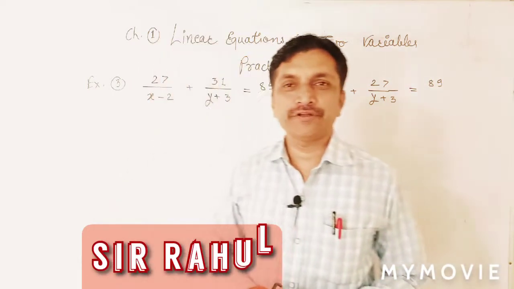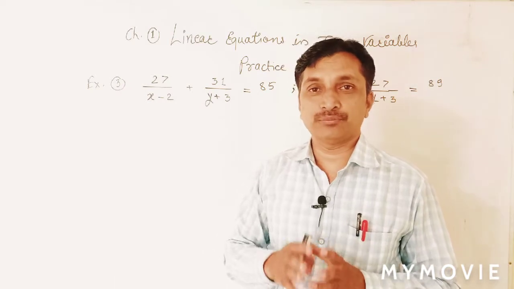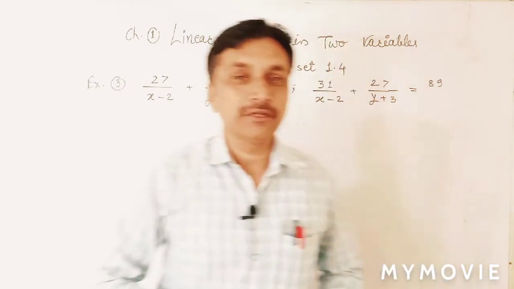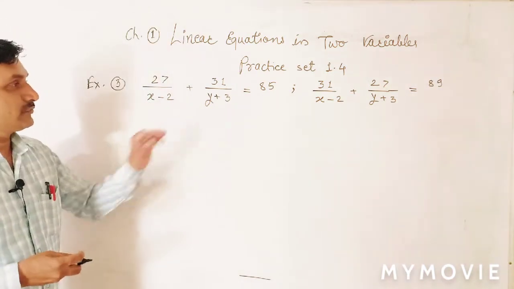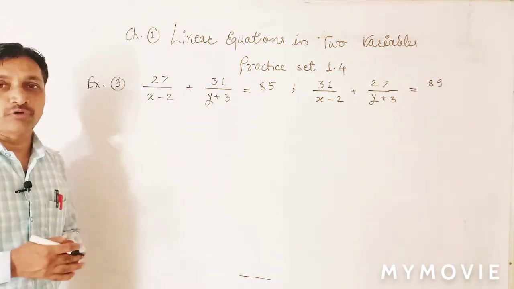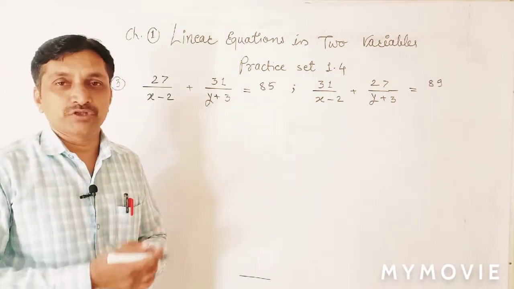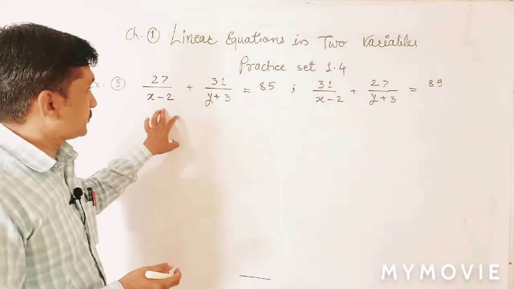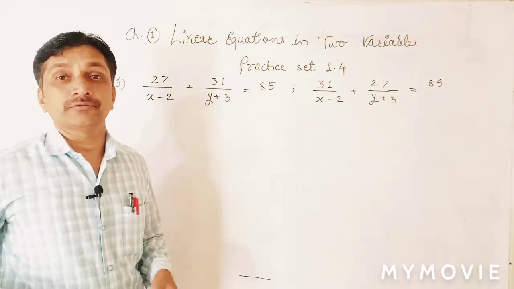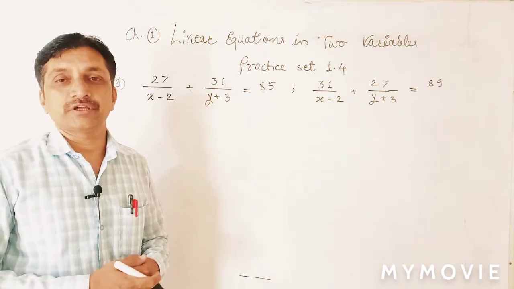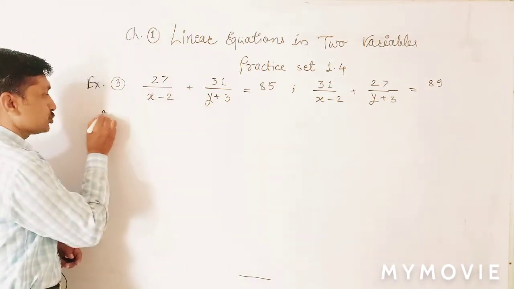Dear friends, in this video we are going to study example number 3 of practice set 1.4 of chapter 1, linear equations in two variables. Now here in this equation you see this is the type of equations reducible to linear equation in two variables. These equations are given here, but these equations are not in the standard form of linear equations in two variables. We have to reduce it first. Now let's see the solution.